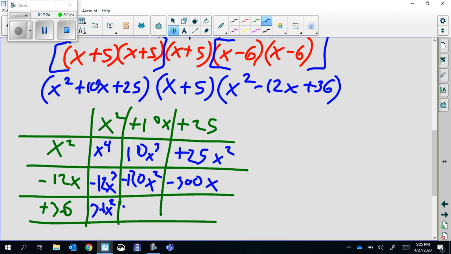Thirty-six times 10 is 360. And then 36 times 25. We could do that same trick a little bit. 36 is 9 times 4, so 25 times 4 times 9. That's 100 times 9, 900.